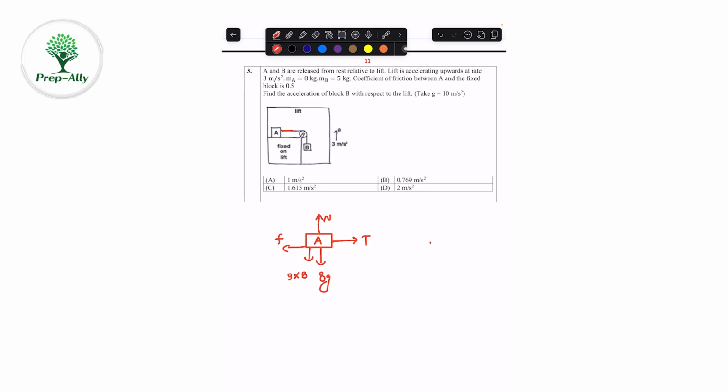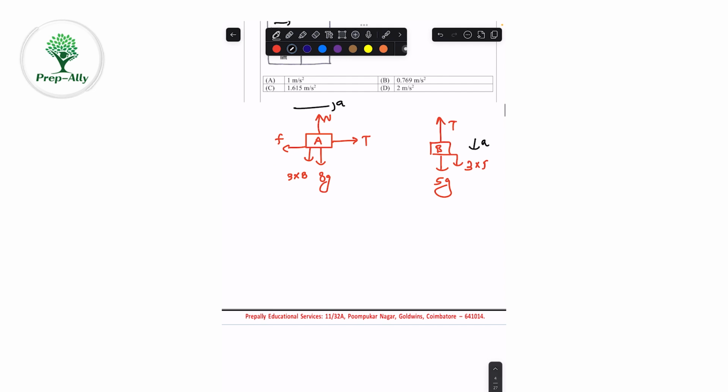fixed surface. If we talk about B, B will have its own weight downward, which is 5g. Also, it will have a pseudo force, which is 3 into 5, and upward will be tension. Assuming this block is going this direction with the acceleration of A, B will go downward with an acceleration of A, so this will have acceleration of A downward.